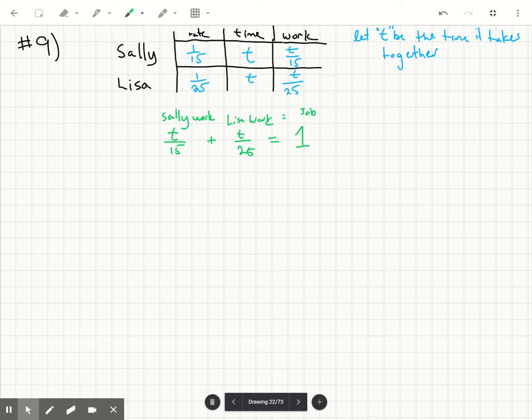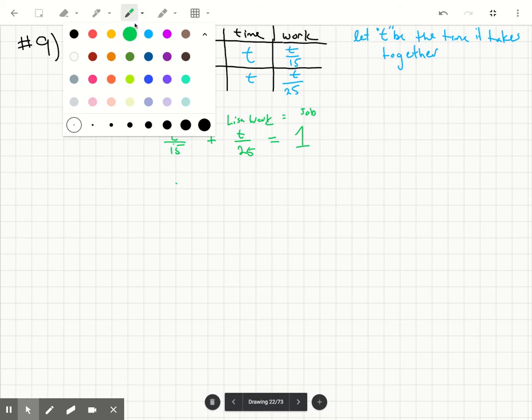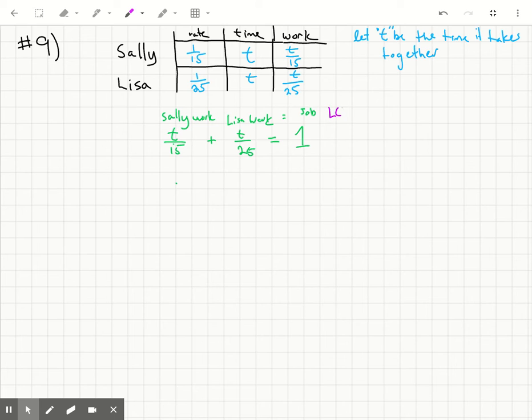All right, so what do we want to do? Well, we need to find the lowest common denominator. We're going to multiply everything by the lowest common multiple of the denominators. Change colors here. So what is the LCD? Well, we have denominators of 15 and 25. There is a common factor of 5, so it's going to be 75, right? So 5 times 3. So that's 75. We're going to multiply all these pieces by 75. That will get rid of all of our fractions.